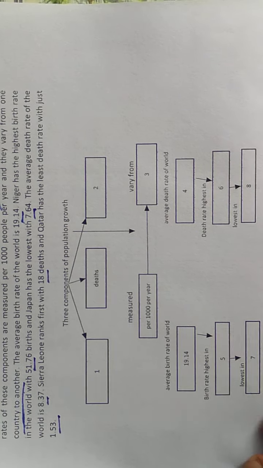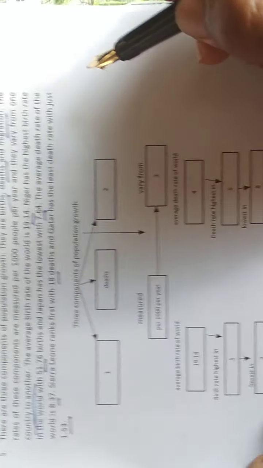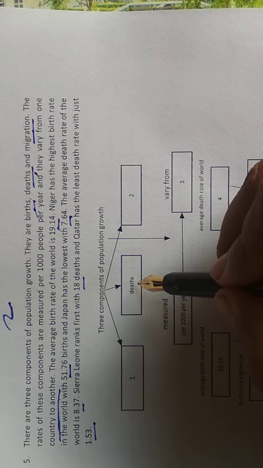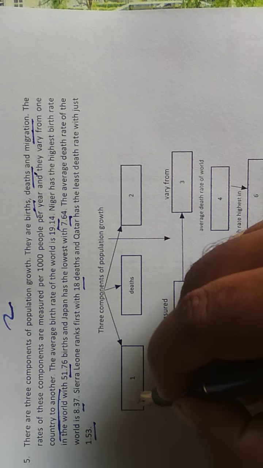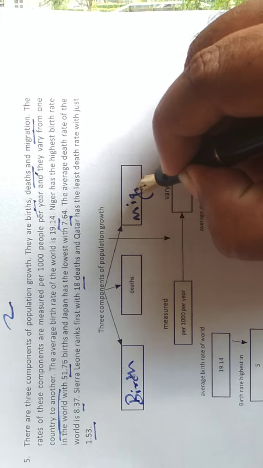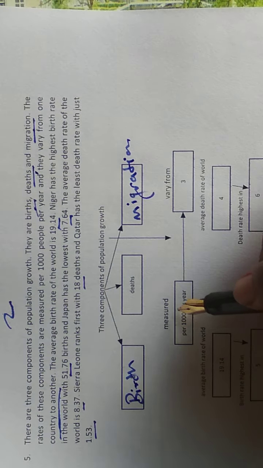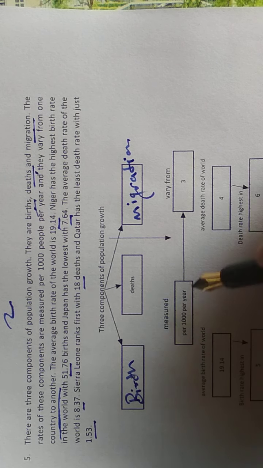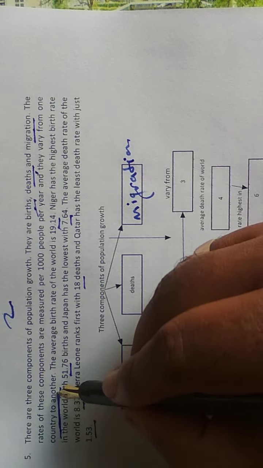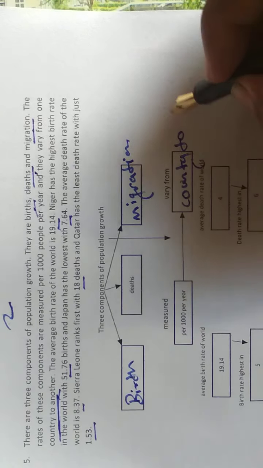So now let us solve the graph here. Three components of population growth. Which are the three components? Here I have already underlined: birth, death, and migration. So they have given death as a clue for you. So here first comes birth, death, and migration. Right. Next one. Measured per thousand per year. Vary from what? These components vary from country to country.